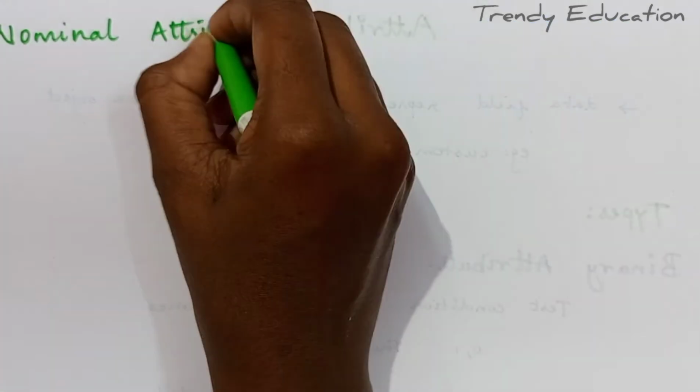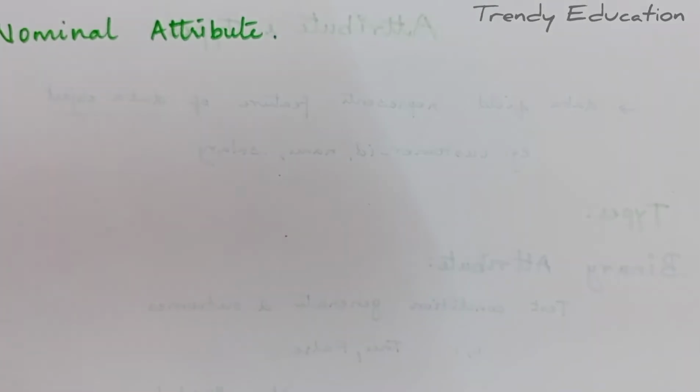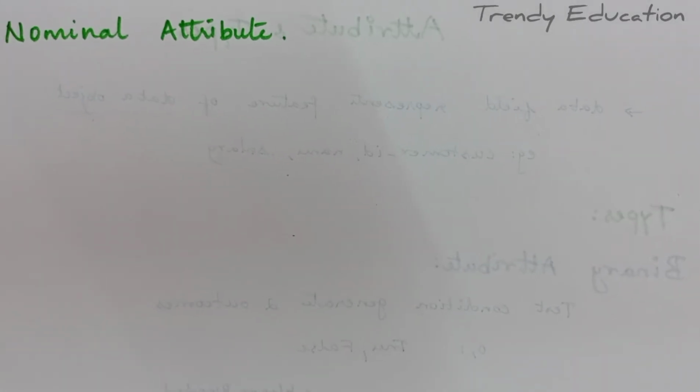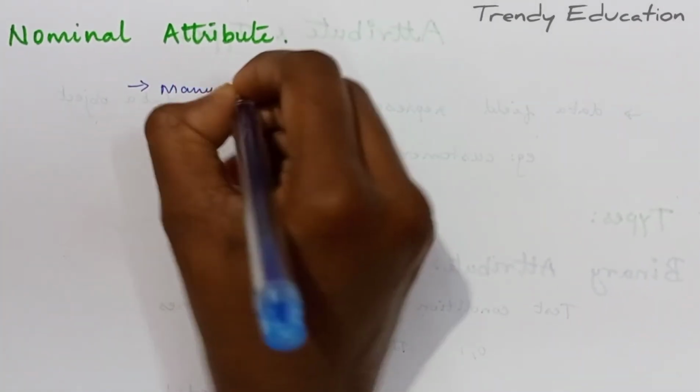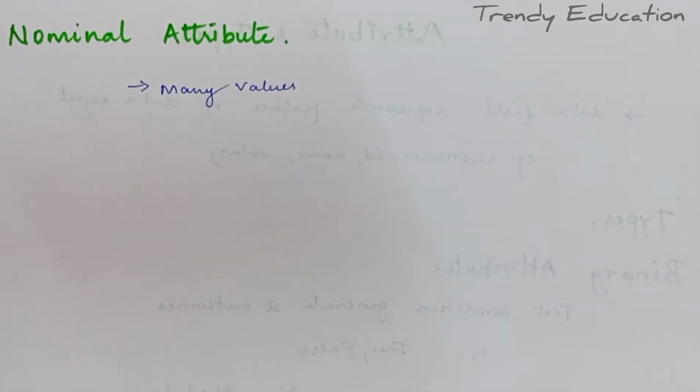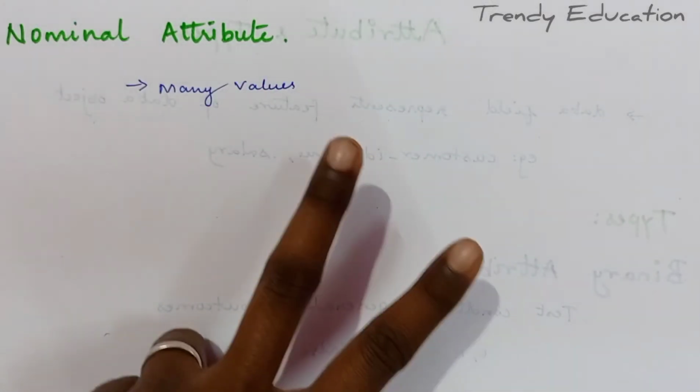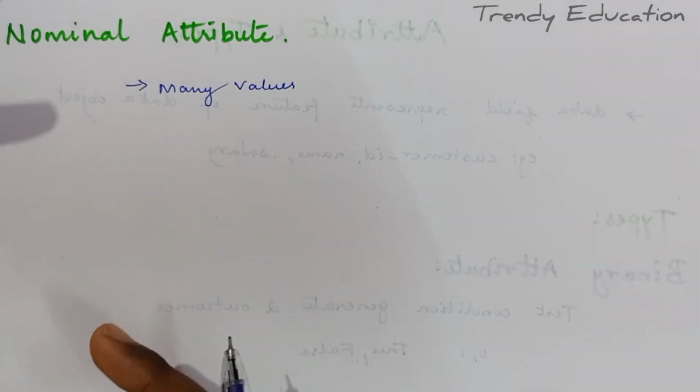So let's discuss what a nominal attribute is. A nominal attribute has different values, but very few values. So it has many, that is, different values, but in binary we have only 2 values. In nominal we have more than 2 values.